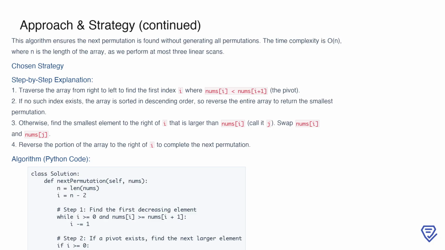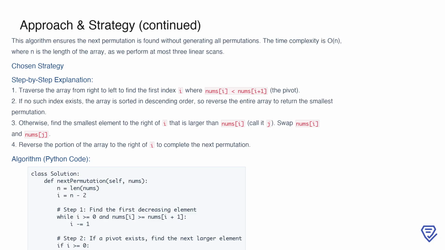This identifies the pivot. If no such index exists, it means the array is sorted in descending order, and we simply reverse the entire array to return the smallest permutation. However, if a pivot is found, we proceed by locating the smallest element to the right of i that is larger than nums[i], let's call this j.